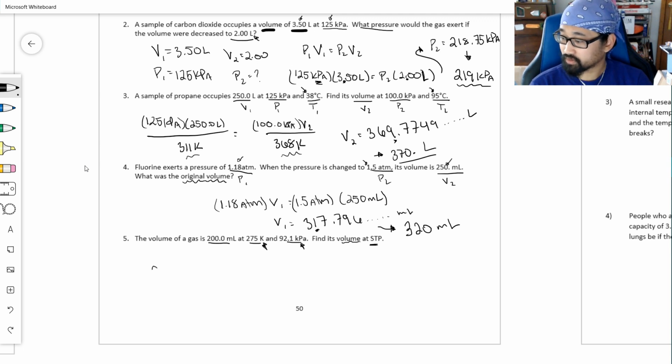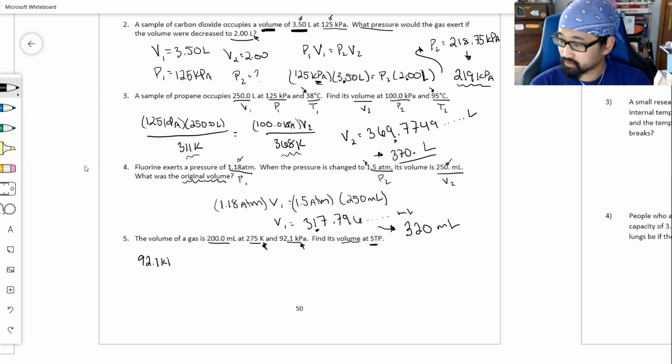So the pressure is 92.1 kPa times 200.0 milliliters over 2. That is the worst fraction in the history of fractions. We're going to clean this up. We're going to clean all of it up. Eventually we're going to clean all of it up. There we go. All right, we're cleaning it up now.